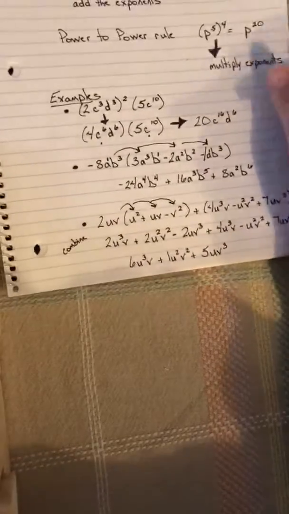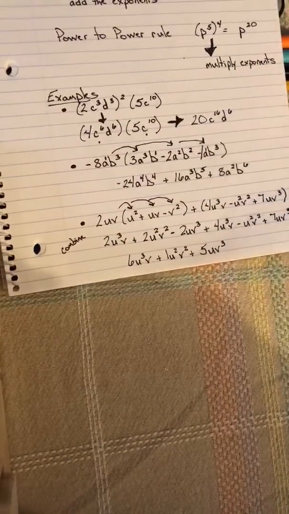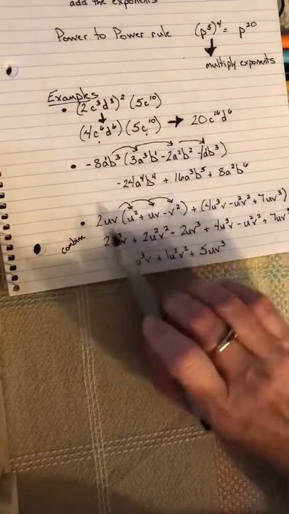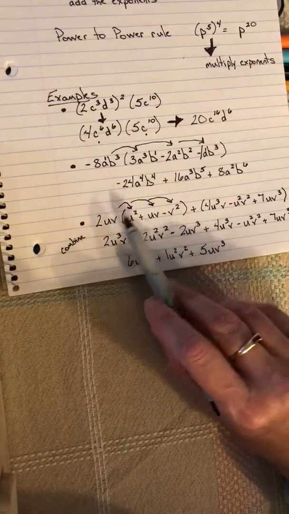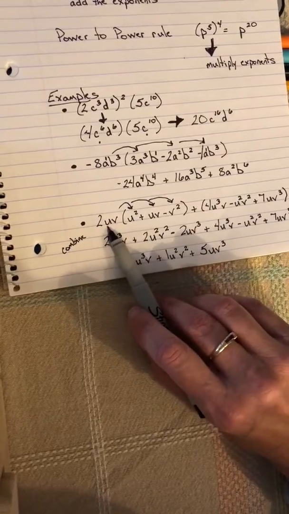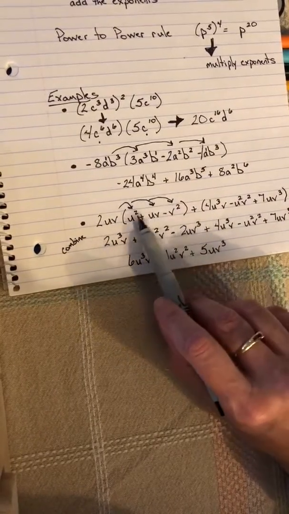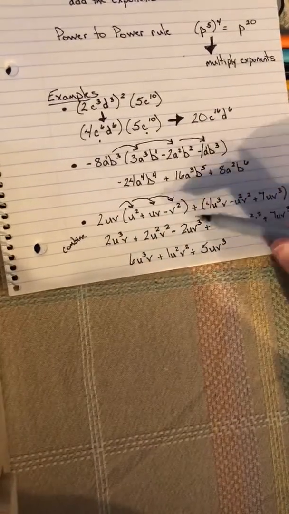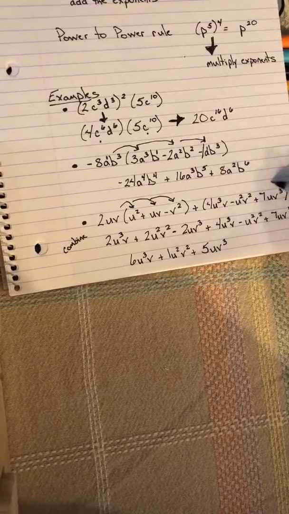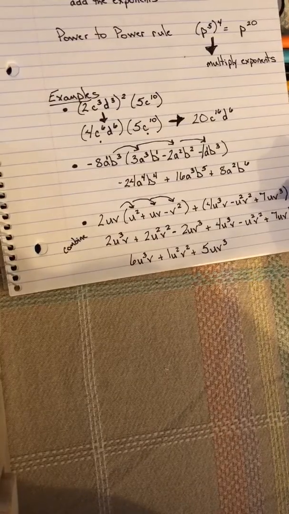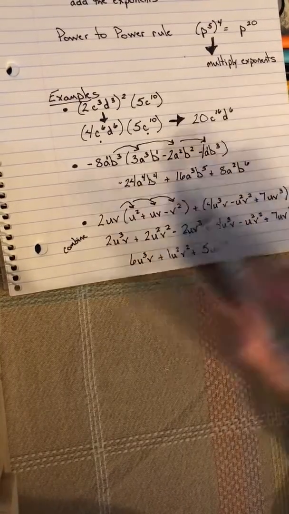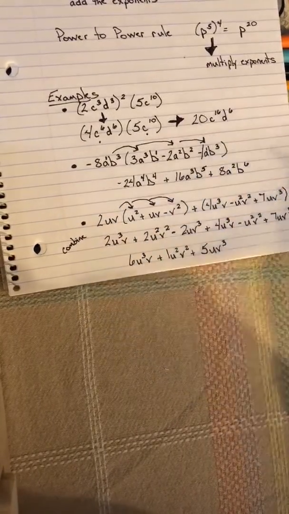Now let's look at this one at the bottom. We have an example of distributive property right here. A monomial times a trinomial right here. And then after we do that, we're going to add it to another trinomial and then combine terms. So the first thing I did was distributive property.